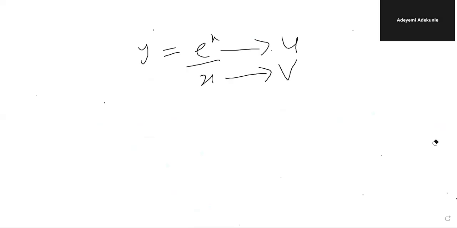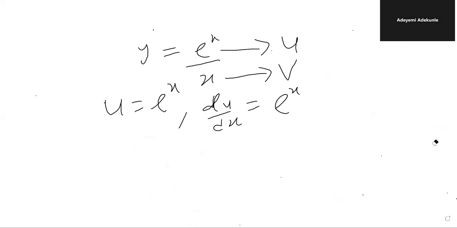So watch out. All right, so the next question is y equals e raised to power x over x. How do we solve this? This will be our u and this will be our v. So if u equals e raised to power x, then our du dx is also e raised to power x. I've taught us that before. And we have v to be x, then definitely dv dx should be 1.